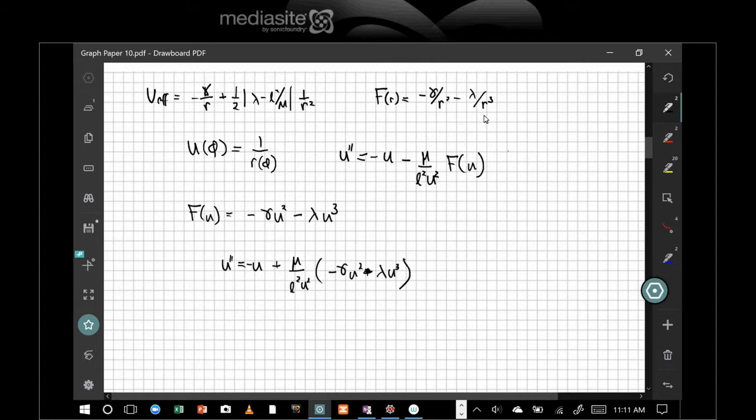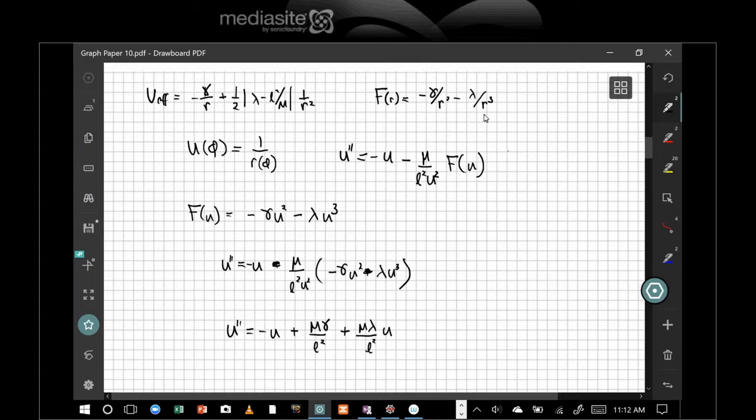Let's go through it a little bit. If I multiply through here, oh, by the way, there's a minus sign. Sorry, I made a mistake. That's a minus sign there. So minus minus gives me plus. I'm going to get a constant, mu gamma over L squared. The u squared terms cancel out. And then I'm going to get another plus, except here I'm going to get mu lambda over L squared times u.